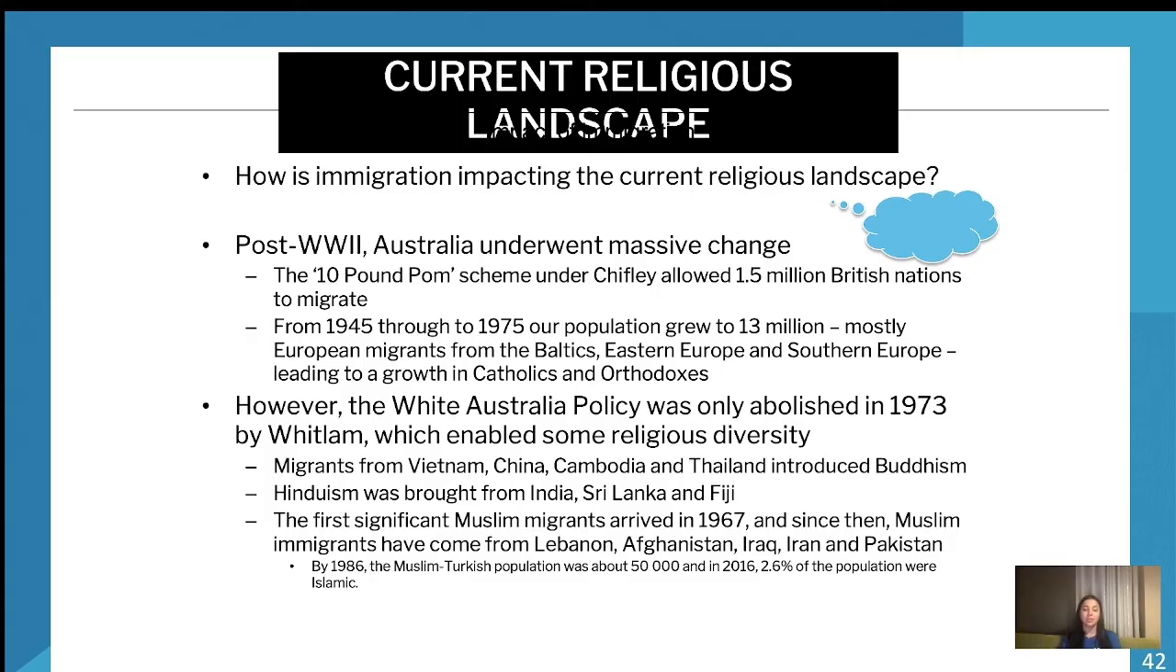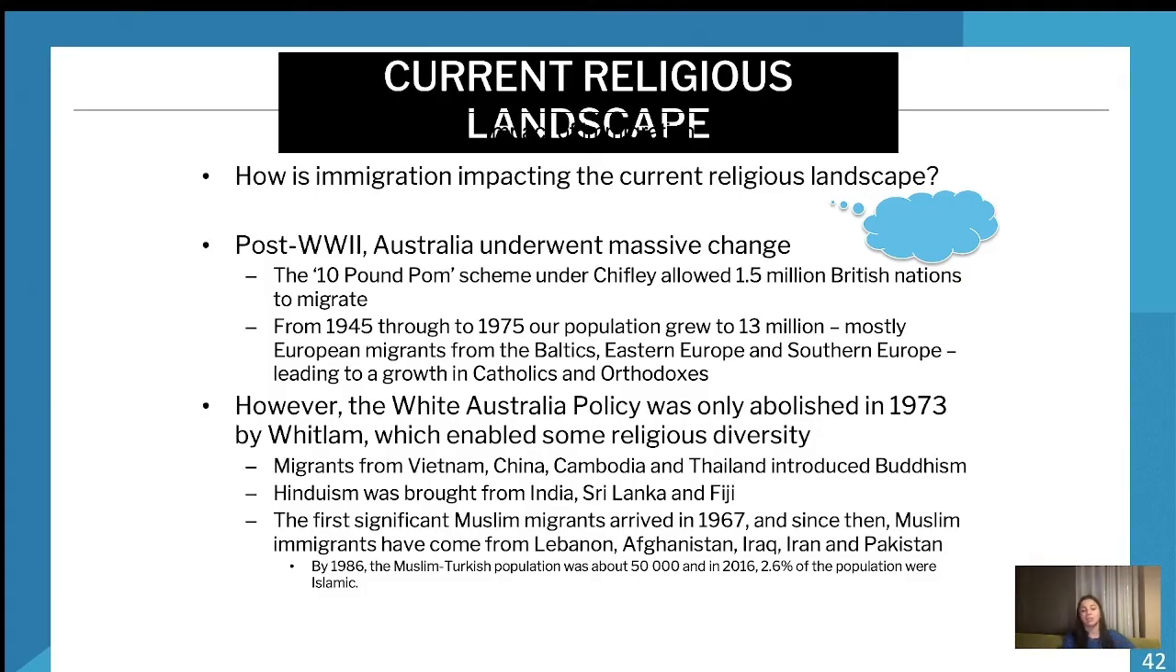So that's just some examples of how the other religious traditions have all come in from immigration. So with immigration, it's important to remember that it's impacted the current religious landscape, and link it back to Christianity about how, from 1945 to 1975, there were a lot of European migrants coming in, and a lot of European countries do have a strong Christian influence.